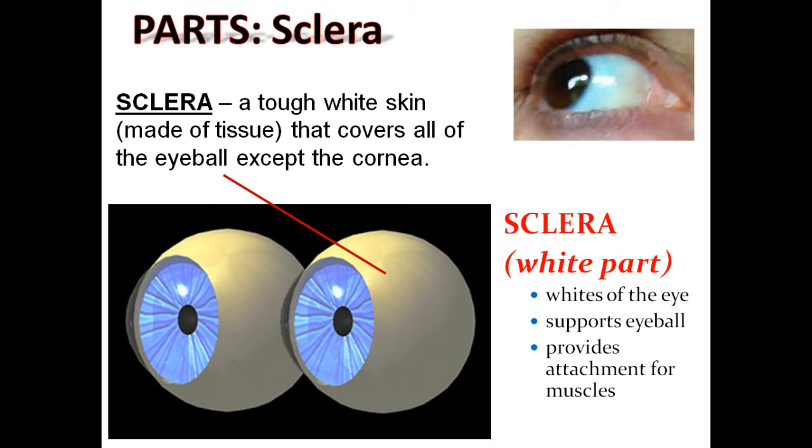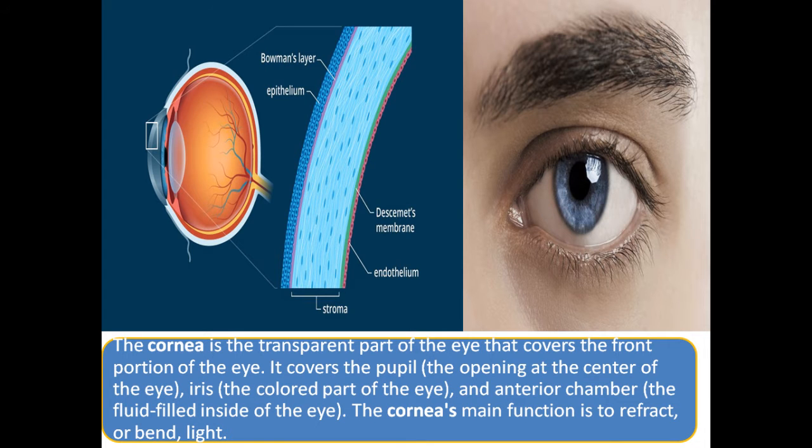We are going to discuss the cornea. The cornea is the transparent part of the eyeball that covers the front portion of the eye. It covers the pupil and iris, the interior chamber. The cornea's main function is to refract or bend the light. What is the main function of the cornea? Its main function is to refract or bend the light.